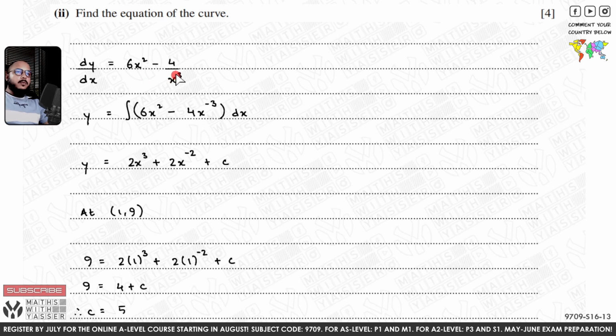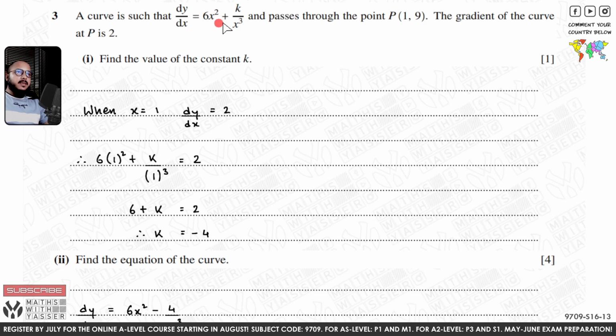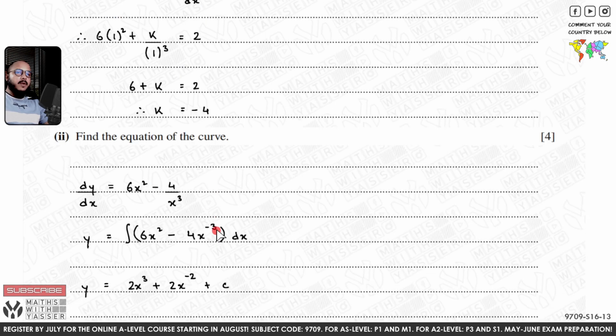So now we know the value of k. Previously the equation was 6x squared plus k over x cubed, but k is negative 4. So we can write it as 6x squared minus 4 over x cubed. In order to find the equation of the curve, we need to integrate this equation.